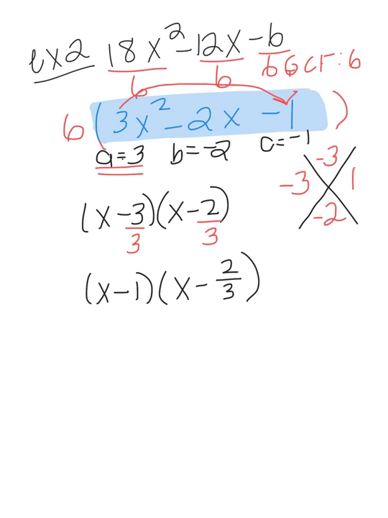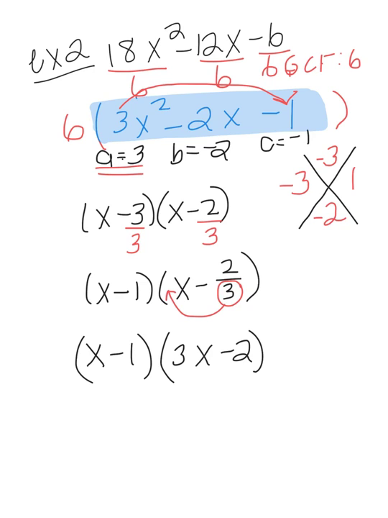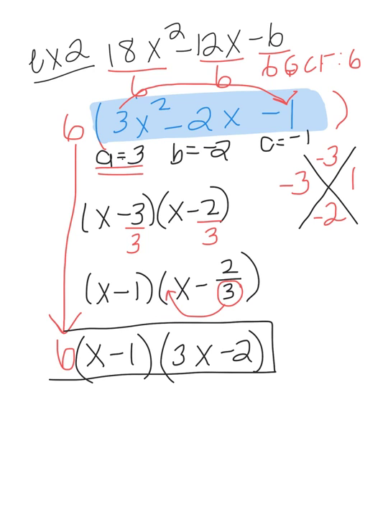So then I need to do bottoms up, take the 3, move it to the front of the x. So I get x minus 1, 3x minus 2. And something I can't forget to do that most people always forget is to bring down the GCF. And that is my answer.